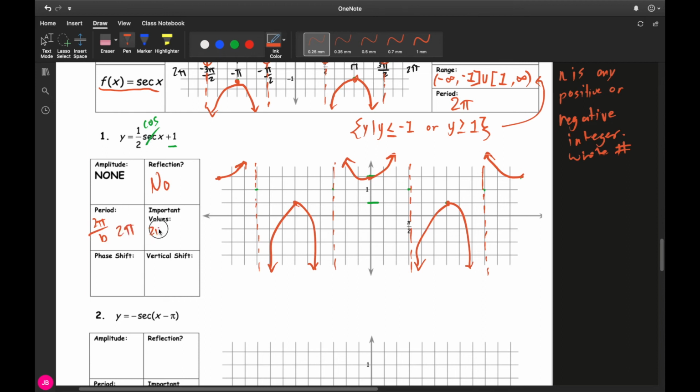Important values is going to be your period, which is 2 pi divided by 4, which is just pi over 2. For my phase shift, I didn't have anything inside the parentheses, so there's going to be no phase shift. And for a vertical shift, yes, we did have a shift of up 1. And so this is it. It's really that simple. You go ahead and plot cosine, and then using the graph of cosine, you can actually get the graph of secant.